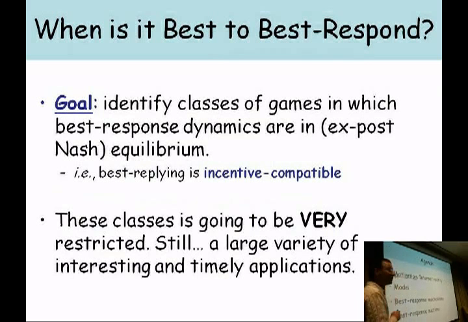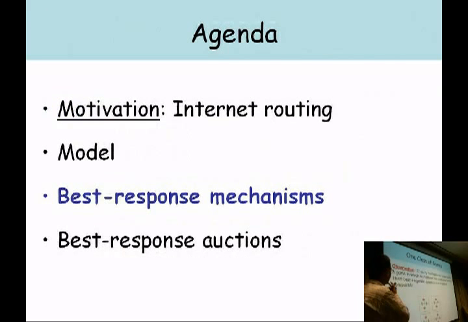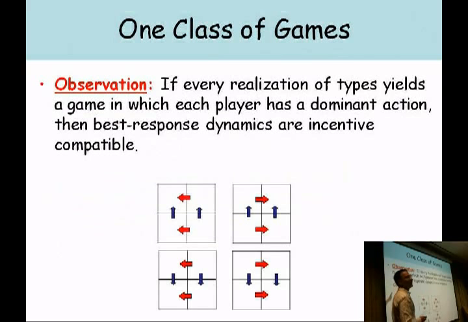Okay, so best response mechanisms. Here's one trivial class of games where clearly best response dynamics is incentive compatible. Let's say that regardless of what the types are, for every realization of the types, you get a game where each player has a dominant strategy. That is, each player has a strategy that he wants to play regardless of what the others are doing. Like there's only one thing in the world that the player wants to do, and that's that strategy.